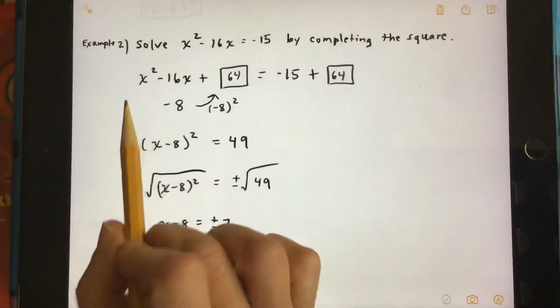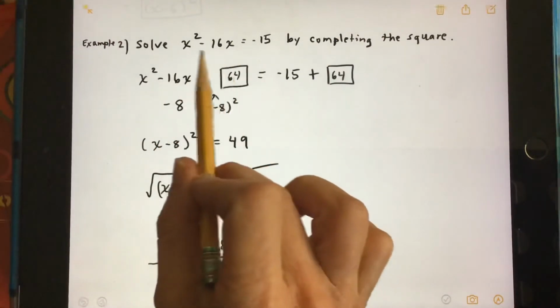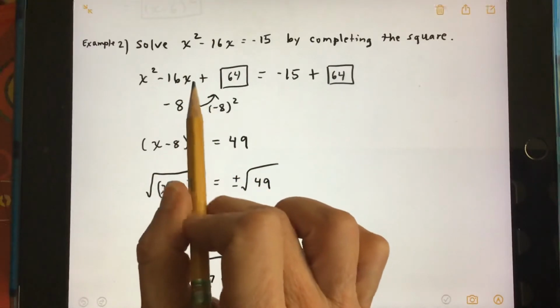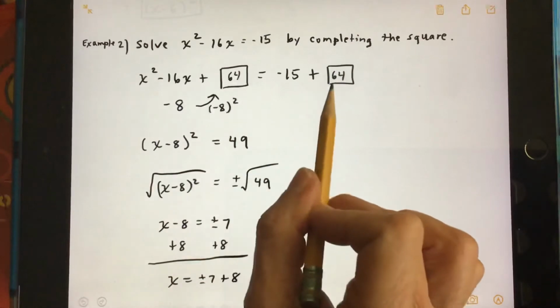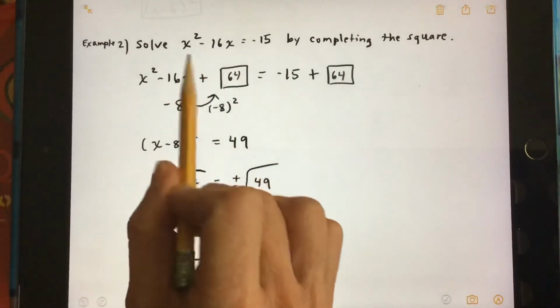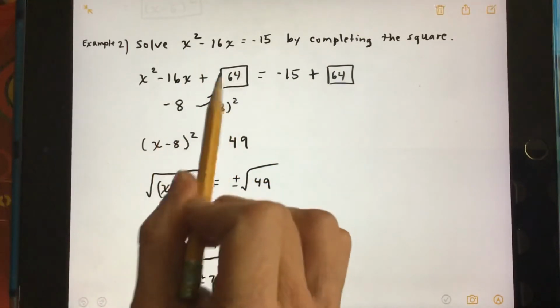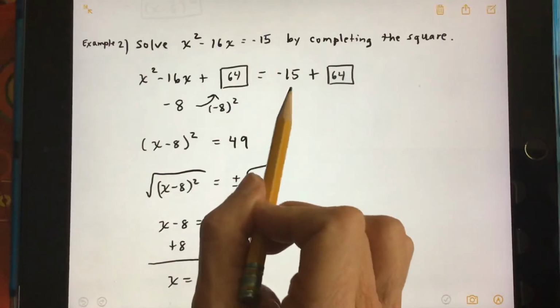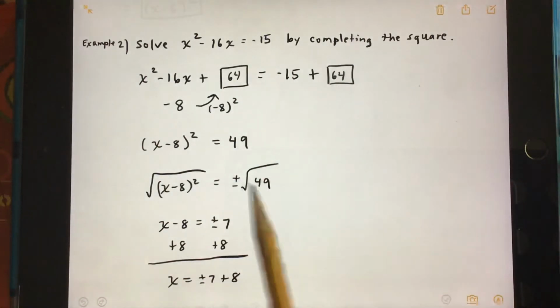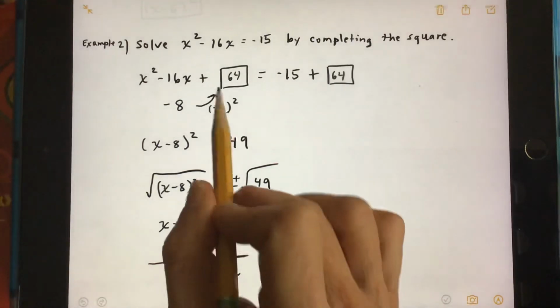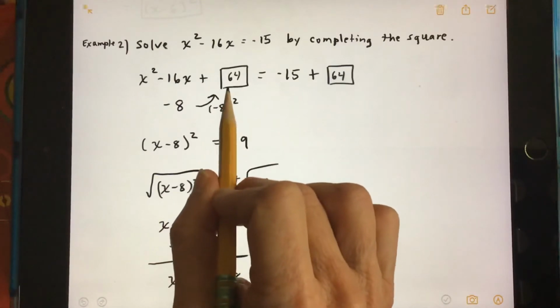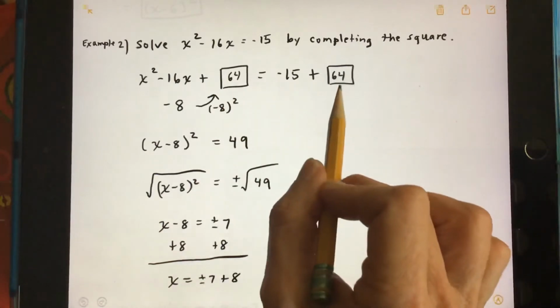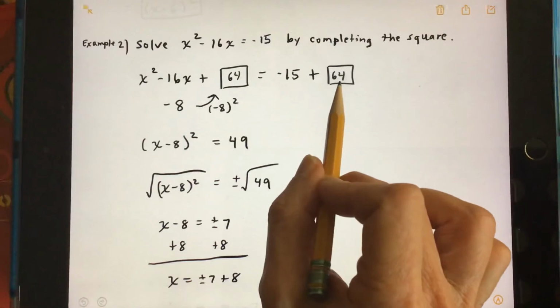Step number 1, rewrite this equation, but add a box that's open to start with, plus box, on both sides of the equation. So we copied the x squared minus 16x plus an open box equals copy the negative 15 plus an open box. And recall that we need to always either add or subtract the same thing from both sides of the equation to keep it true. So if I figure out that I need to put a 64 in this box, I also have to put a 64 in this box to keep the equation true.